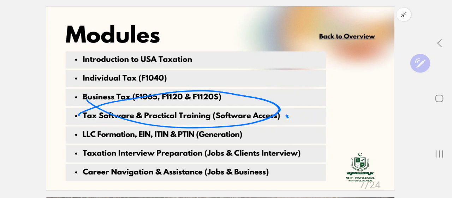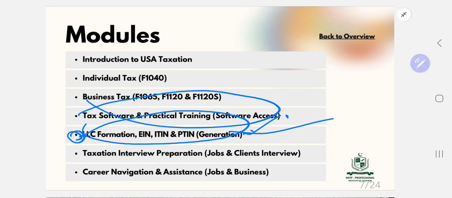After that, the fifth module which we have is LLC Formation, EIN, ITIN and PTIN Generation. This is also a very important module in this course because knowing how to form an LLC in USA and how to generate your EIN, ITIN and PTIN is very crucial knowledge and skill. You can also do these businesses. You can sell these skills to people and provide these services to clients and do business with it.